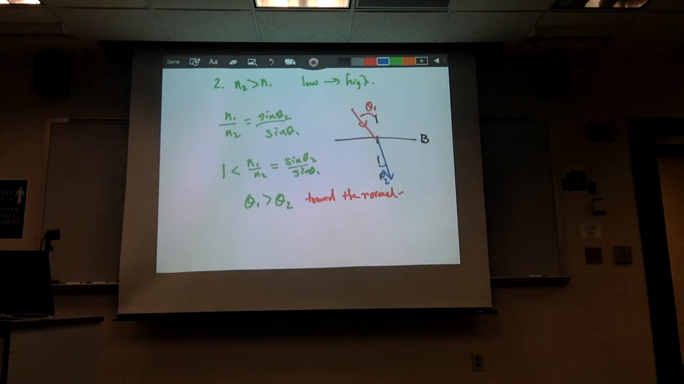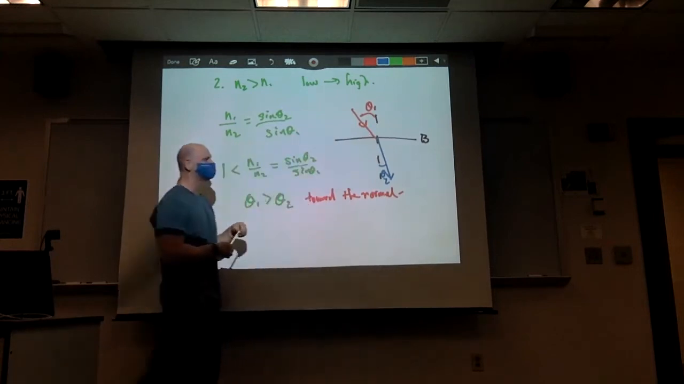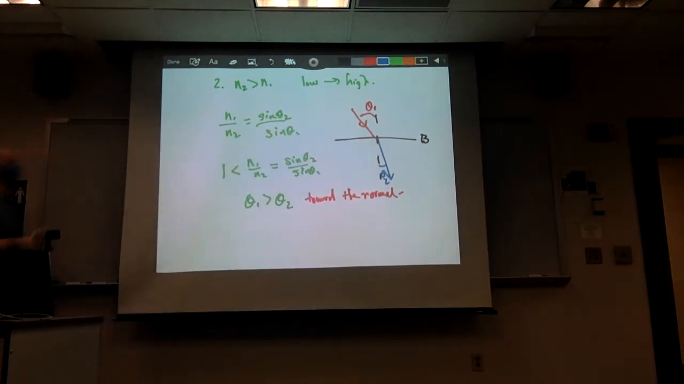Now, one interesting thing about this, though, is it turns out that there actually exists a particular angle that, if I had it going from the one into the other one, let's say in the first scenario, where I'm going from a high index of refraction to a low index of refraction, there exists an angle at which the refracted ray will be exactly at 90 degrees. So let's talk about that.